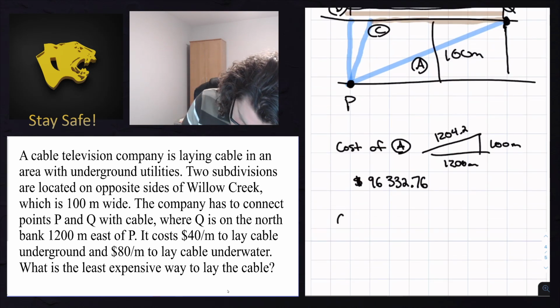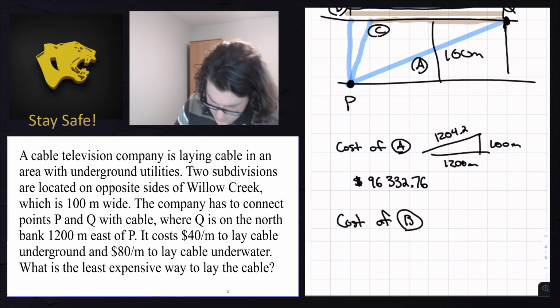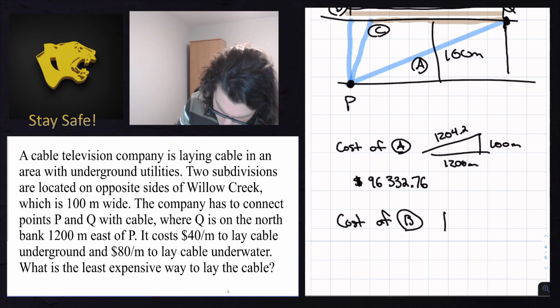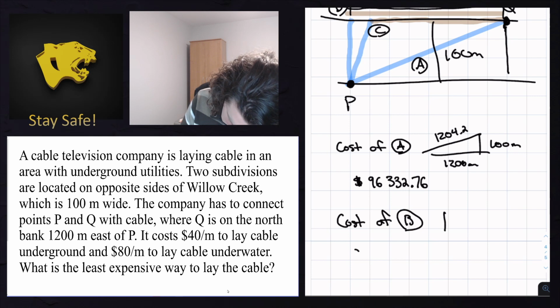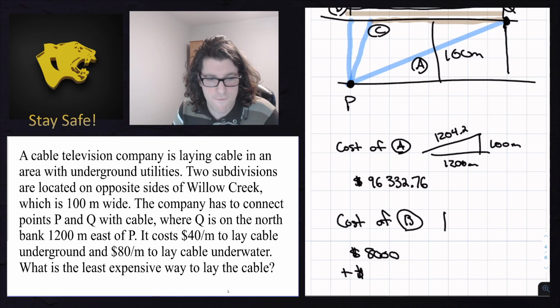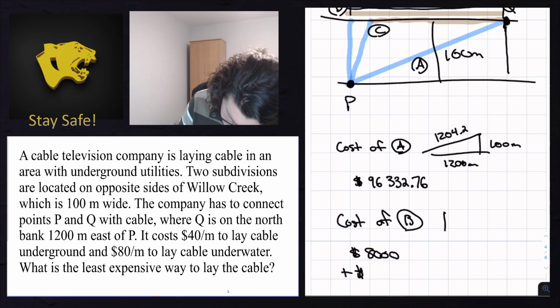Let's do cost of B, just to kind of get an idea there too. And then B is easier to calculate by hand because we're just going to go the 100 meters with the expensive cable. So that's going to be 100 times 80, which would be 8,000, plus we're going to go the 1,200 meters at $40 per meter. So that would be 48,000.